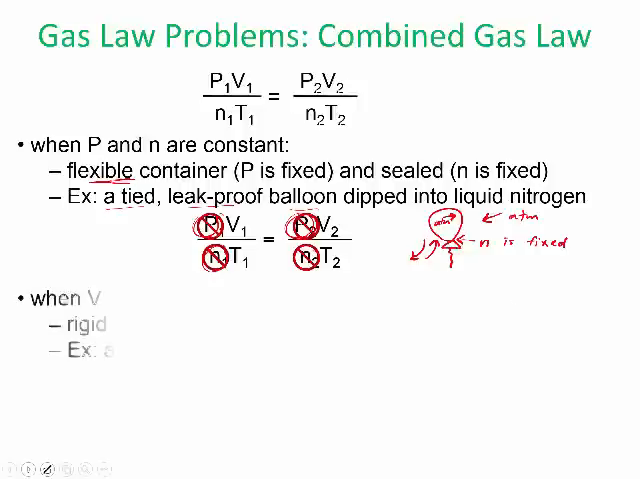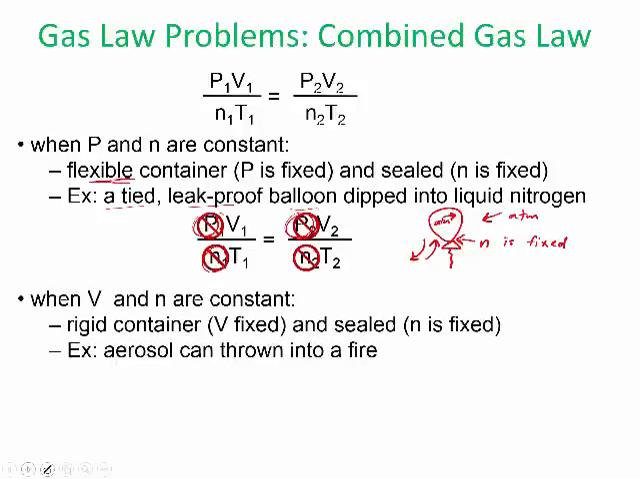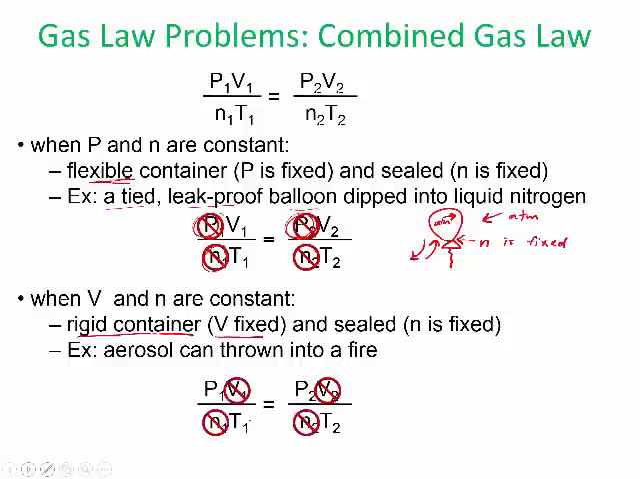Okay, so what happens if you have volume and N constant? Then that would mean you have a rigid container, so volume would be fixed, and this container is sealed. An example would be an aerosol can thrown into a fire. The two variables that would be affected are pressure and temperature in that case. So if we look at our ideal gas law, the volume and moles cancel out of this equation because you have a rigid container. So V1 will be equal to V2, and it's sealed, so N1 will be equal to N2 because moles of gas cannot get out.